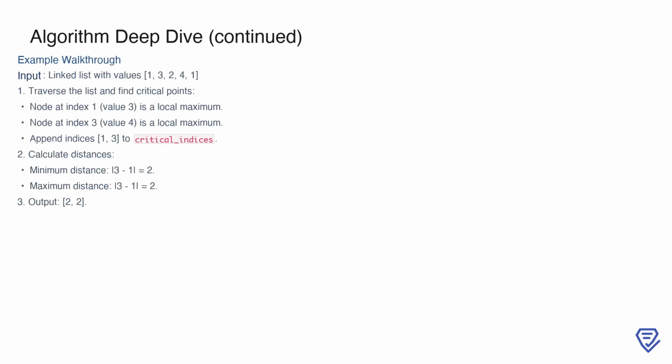Let's walk through an example to see the algorithm in action. Suppose the input is a linked list with the values 1, 3, 2, 4, 1. As we traverse the list, we identify the critical points. The node at index 1, with a value of 3, is a local maximum because it is greater than both its neighbors, 1 and 2. Similarly, the node at index 3, with a value of 4, is a local maximum because it is greater than both its neighbors, 2 and 1. We append these indices, 1, 3, to the critical_indices list.